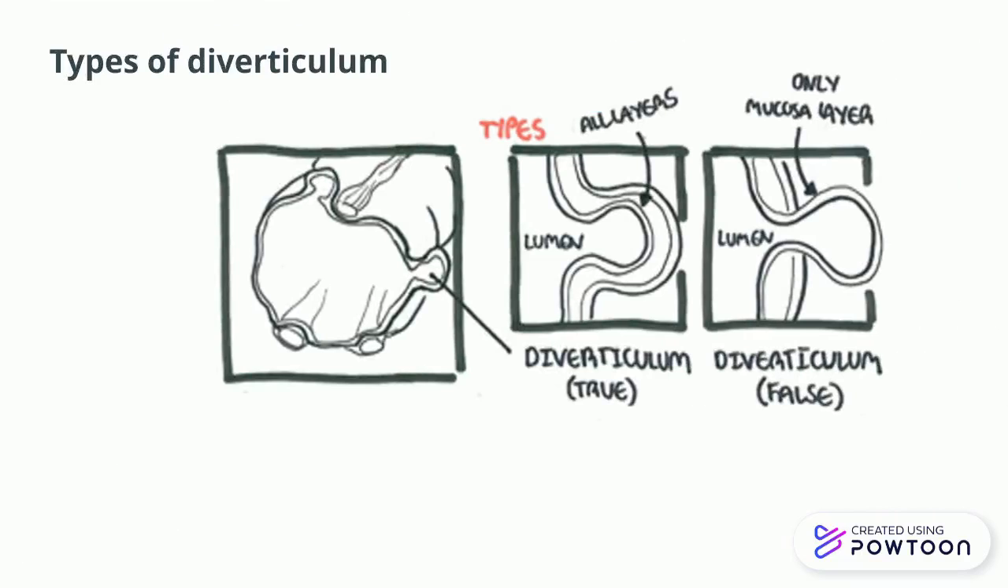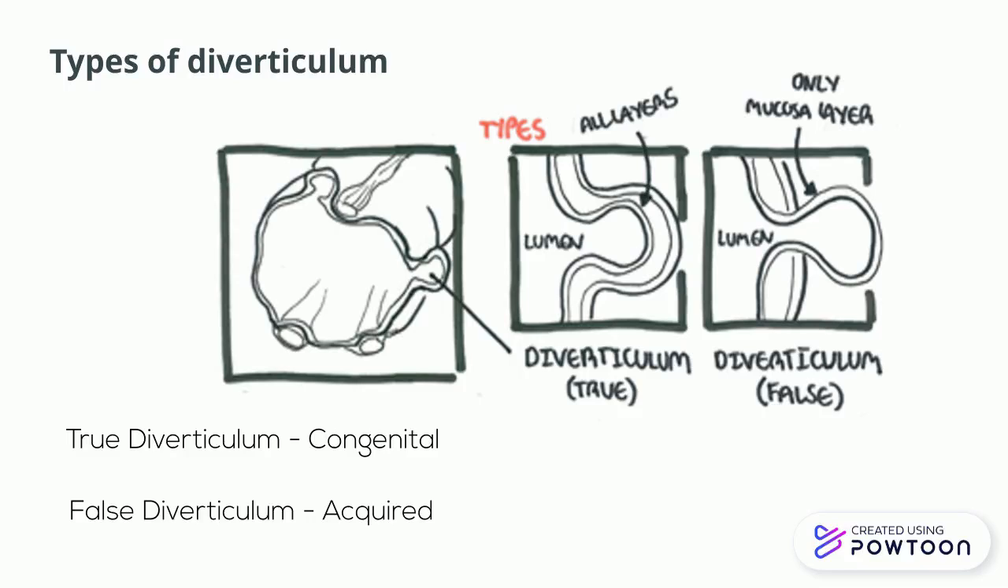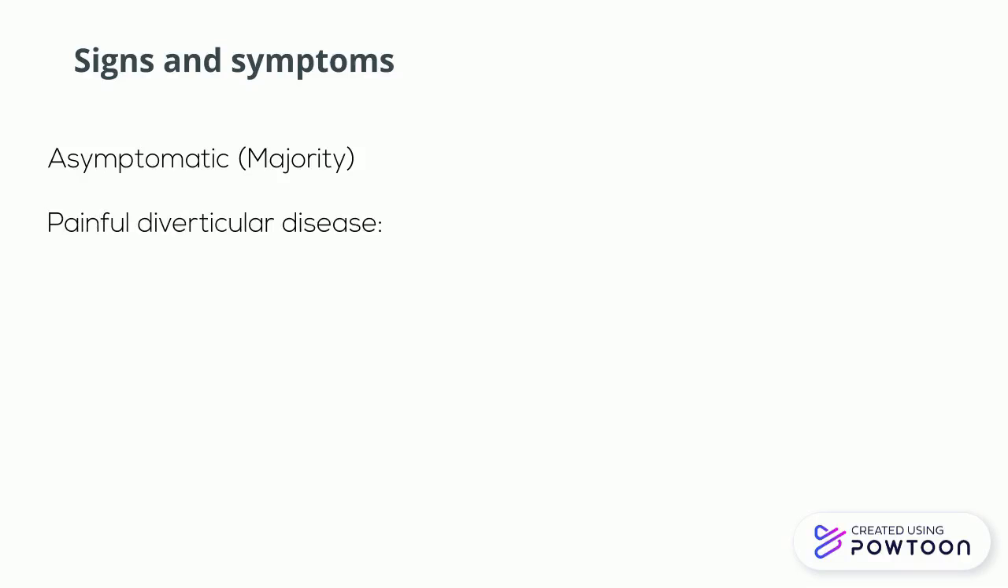Diverticular outpouchings are divided into true and false diverticulum. A true diverticulum is congenital and usually presents in infants, whereas false diverticulum are acquired and can be seen in the adult population. Asymptomatic diverticulosis is painless. However, there can be symptomatic diverticulosis leading to distinct painful symptoms such as pain at the sigmoid area.